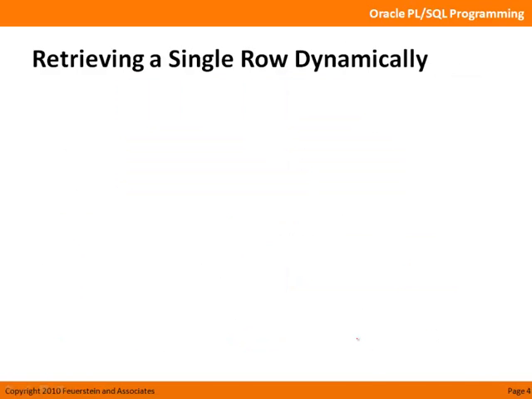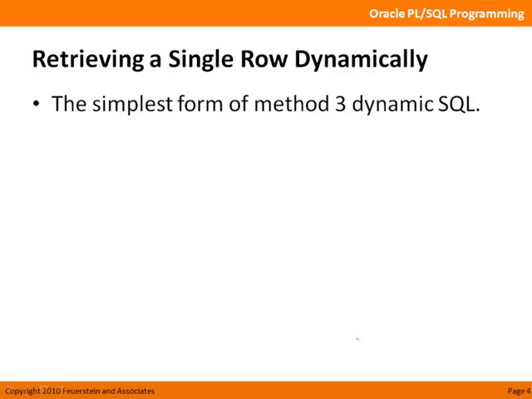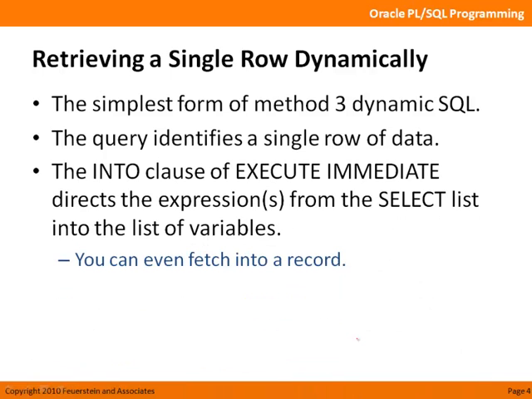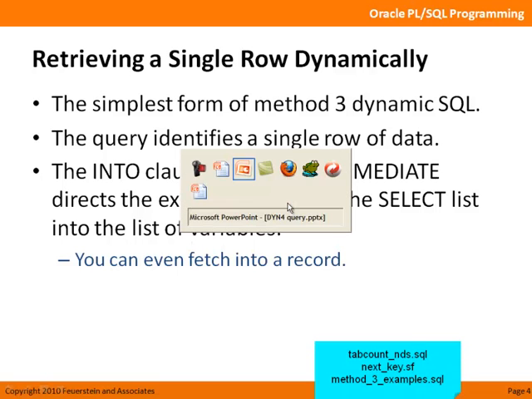So, retrieving a single row dynamically. It's the simplest form of Method 3. Your query identifies a single row of data. The INTO clause of EXECUTE IMMEDIATE directs the expressions from the select list into the list of variables, or as I've mentioned, you can even fetch into a record. Let's take a look at a number of examples.